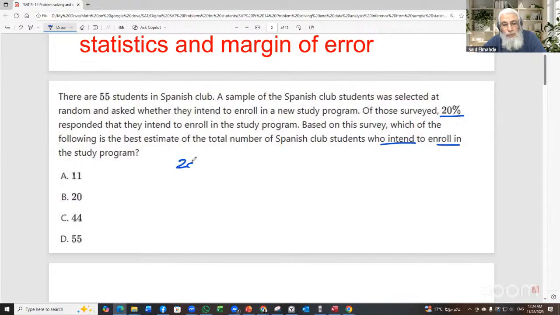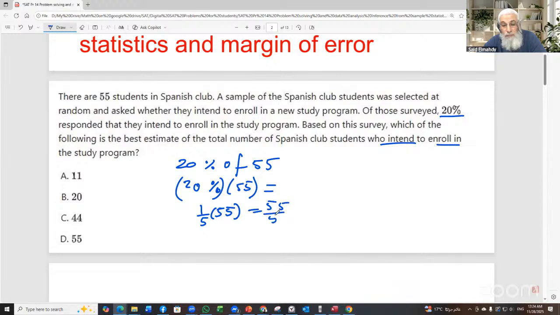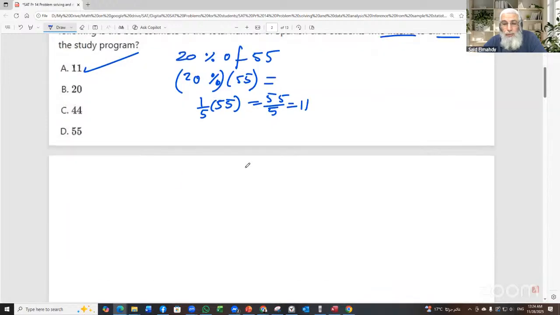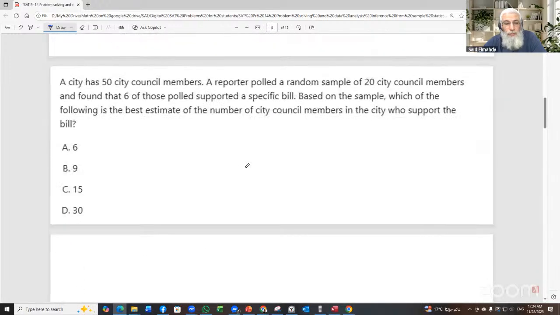يعني 20% of 55 means 20% multiplied by 55. 20% يعني 1/5 of 55. A fifth of 55 is 11. So 11 students intend to enroll in this program.